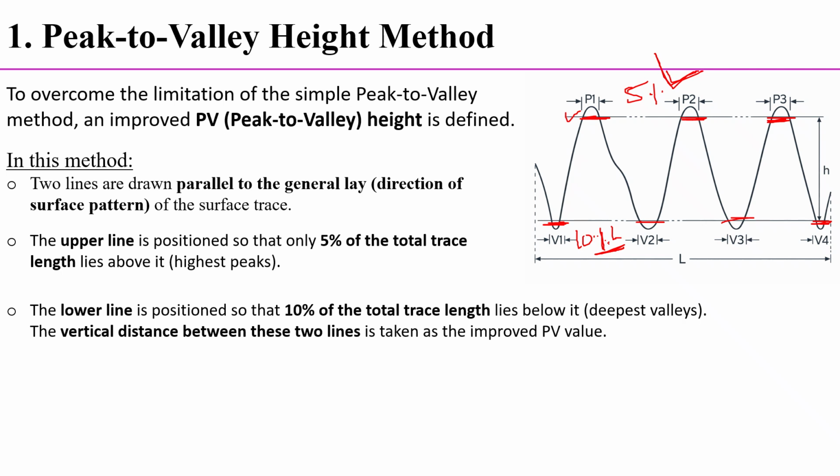Then the vertical distance between these two lines is taken as the improved PV value. Here H represents the peak to valley height. So this vertical distance, small h, is taken as the PV value. So here the H value is the peak to valley height value.